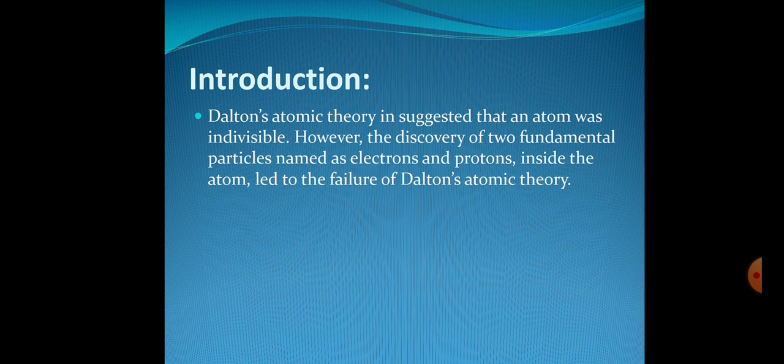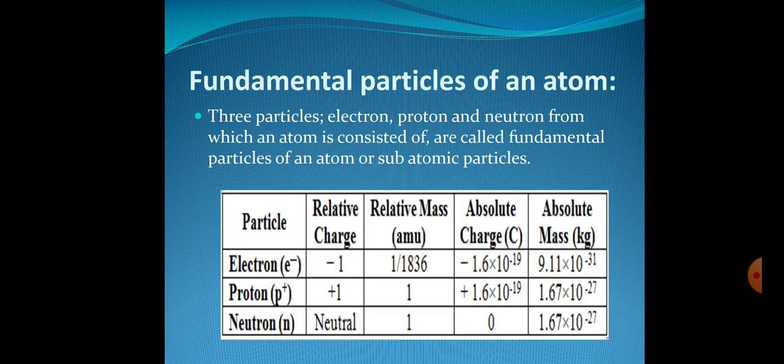So a new theory of atom and its structure was required. After consequences and a number of experiments, it was found that an atom consists of fundamental particles called electron, proton, and neutron. Electron and proton are charged particles. Electron is negatively charged and proton is positively charged. Their charge is 1.6 into 10 to the power minus 19 coulomb. Neutron is a neutral subatomic particle.